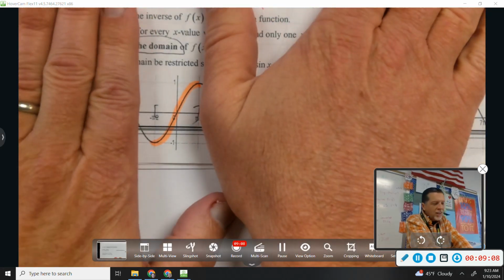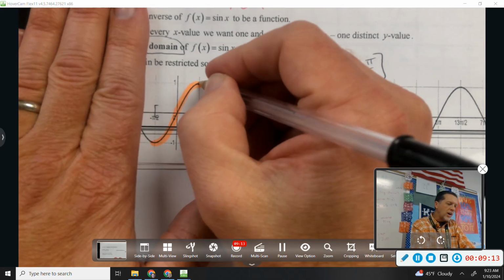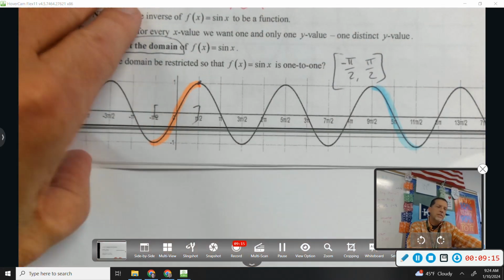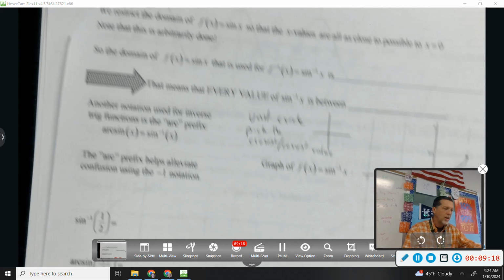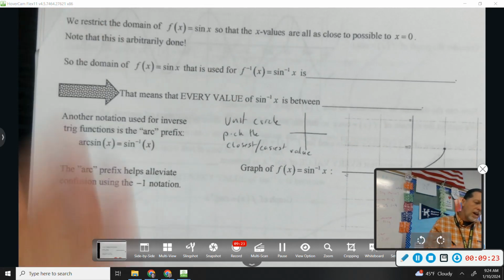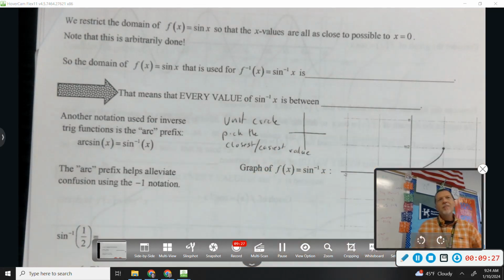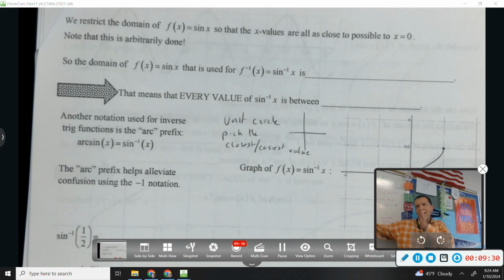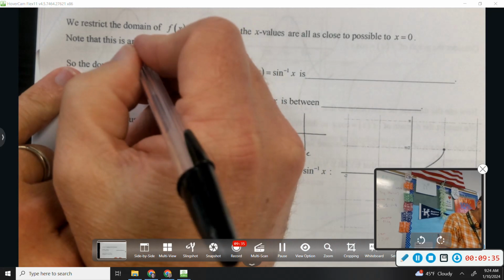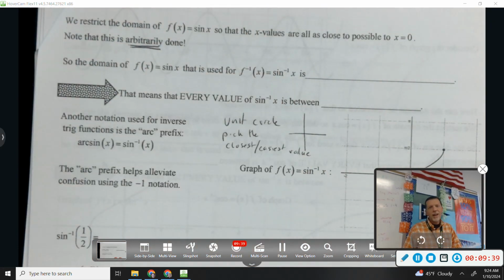So we're going to restrict it so that we can go backwards. So that if the answer is 1, we know the angle is pi over 2. Okay, so we're going to restrict the domain. We're going to say the same thing 3 times here. And we're going to restrict them so that it's close to 0, right? It wouldn't make sense to restrict it 9 pi over 2 to 11 pi over 2. I mean, that would be dumb. So arbitrarily means they could have picked a different domain, but any other choice would have been kind of weird.